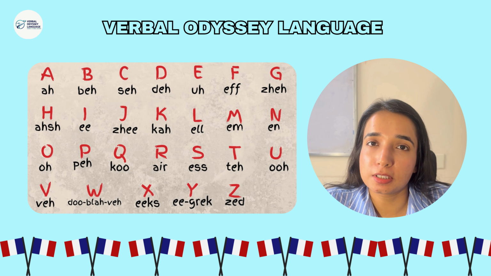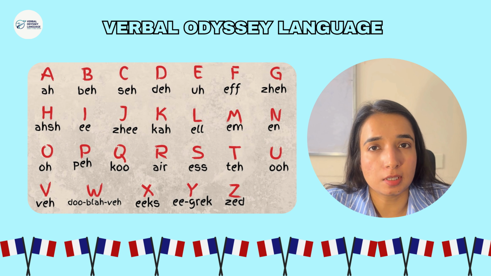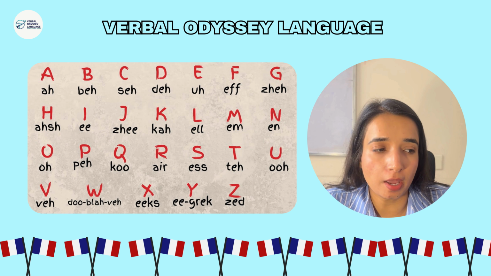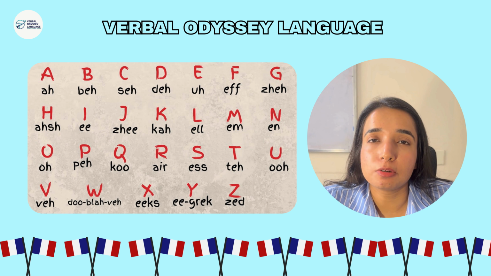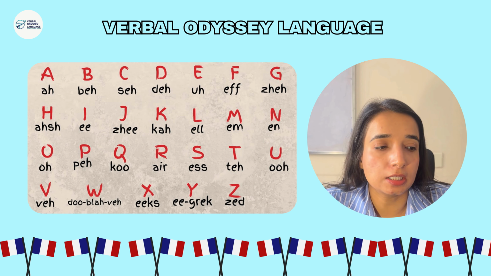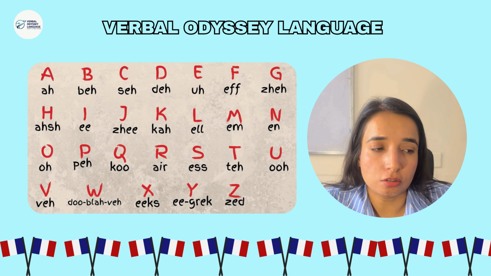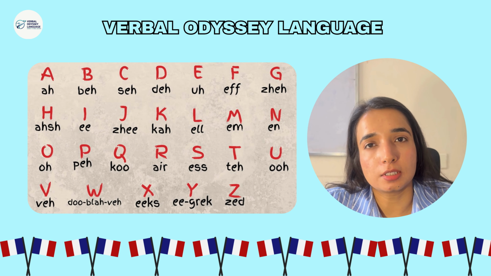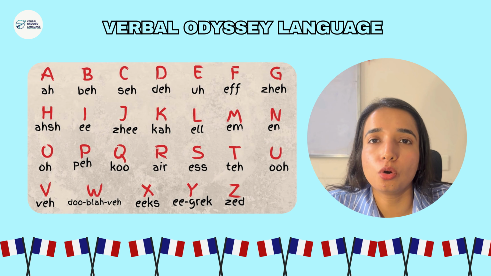F. In the alphabet it sounds like F, and in the word also it sounds like F. For example, fair. G. In the alphabet it sounds like J, and in the word if it is followed by I or E it sounds like J, otherwise it sounds like G. For example, Jean and Gong.